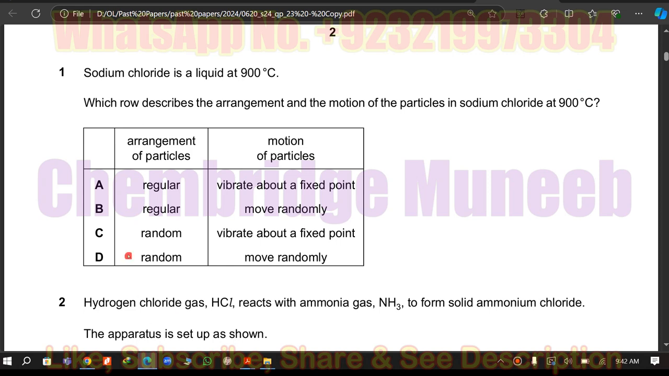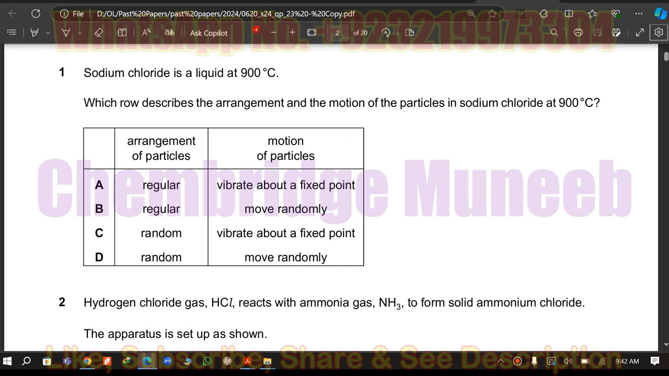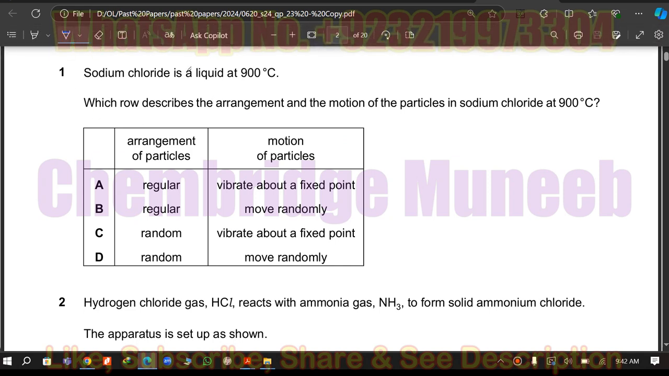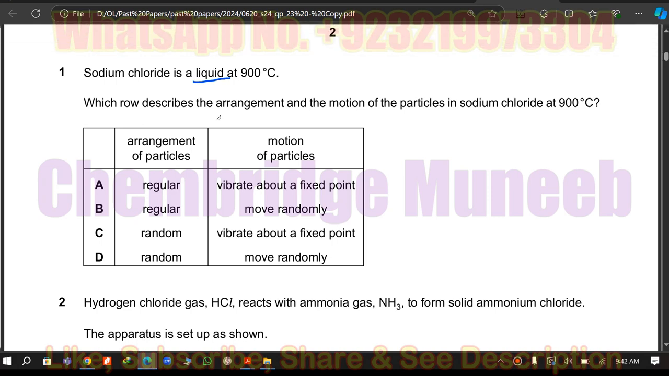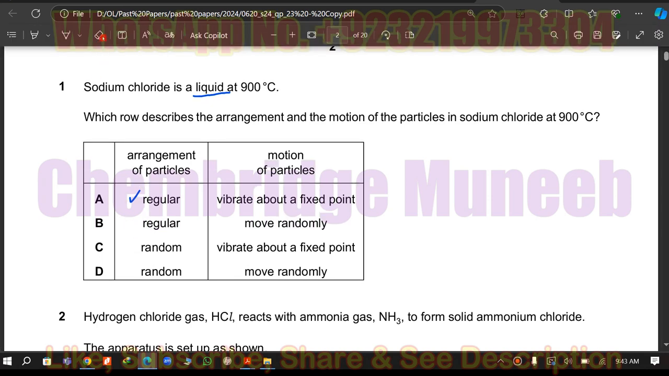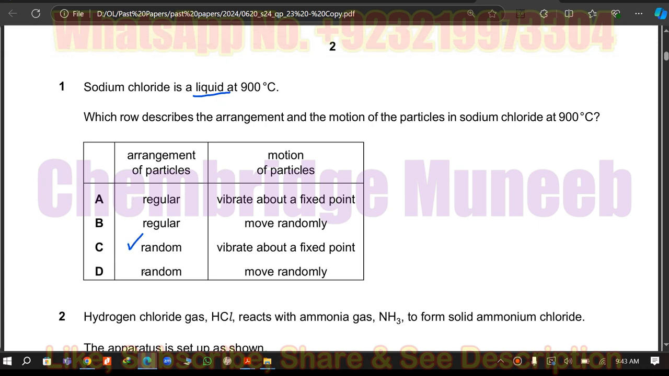So we can see that at 900 degrees centigrade, the particles are in the liquid state, which means we should know what their arrangement is like. The arrangement of the particles in the liquid form is always random. So we will select the random arrangement of particles.